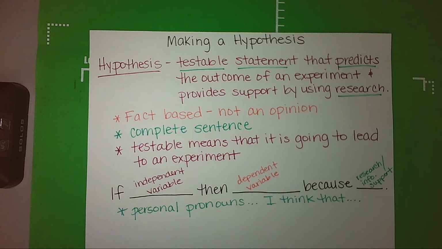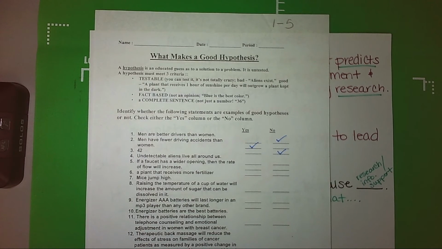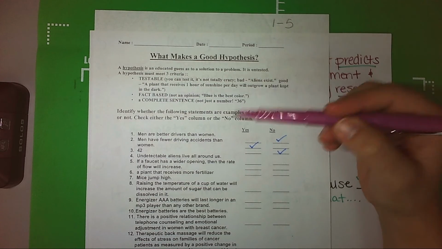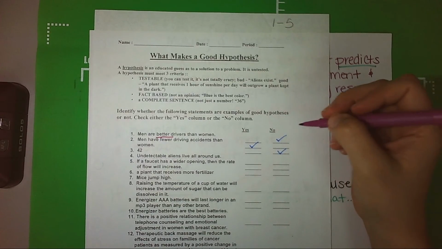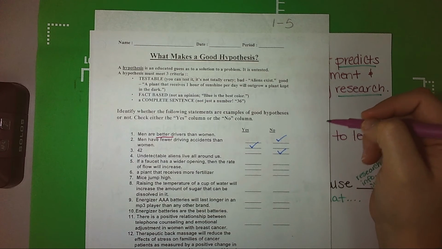Okay, so let's look at some examples. So if we're going to look at what makes a good hypothesis, remember that it's fact-based, that it's testable, and that it's a complete sentence. So if we're looking at these, we're just going to mark whether it's yes or no. Men are better drivers than women. We know that better is an opinion, so that would not be a good hypothesis. Men have fewer driving accidents than women. Can that be tested? Yes, it can. 42. It's a number. It's not a complete sentence. There's no more information, so that would be a no.